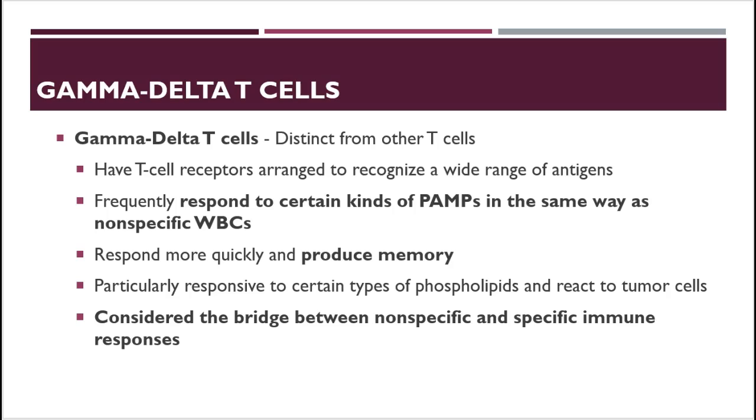recognize specific antigens. Because they respond to PAMPs, like our non-specific white blood cells, they're able to respond more quickly than other T cells, and they do produce memory. So once these cells have been activated, when they recognize that antigen, they are going to proliferate into multiple clones that will then have memory for that antigen.